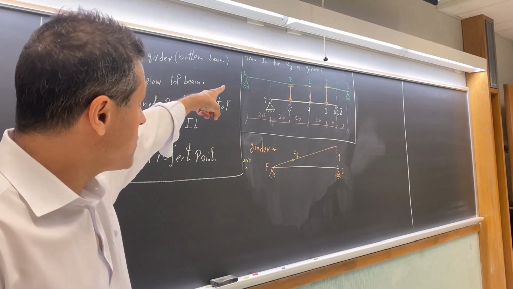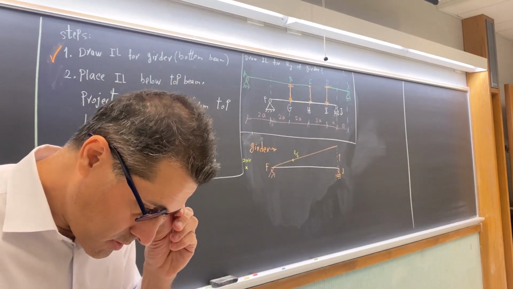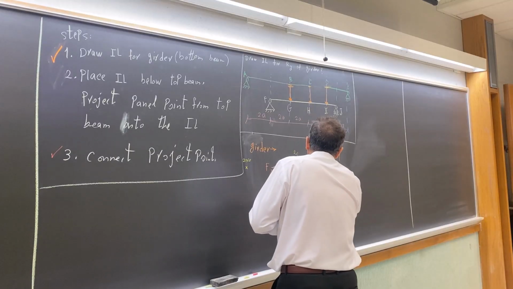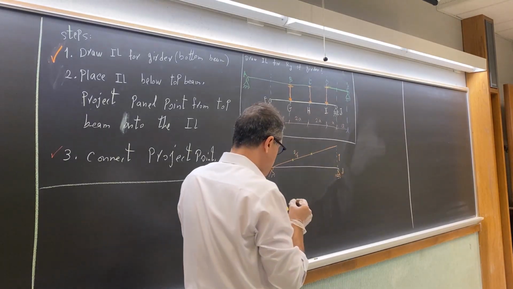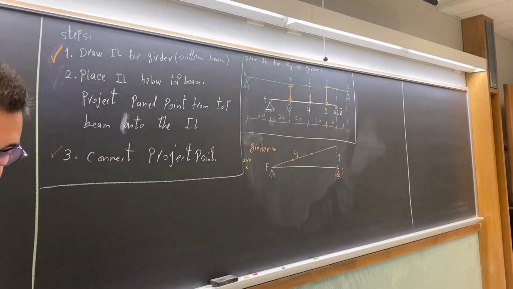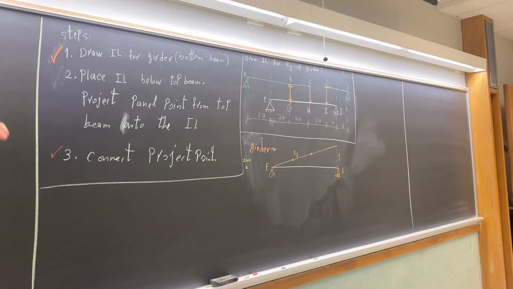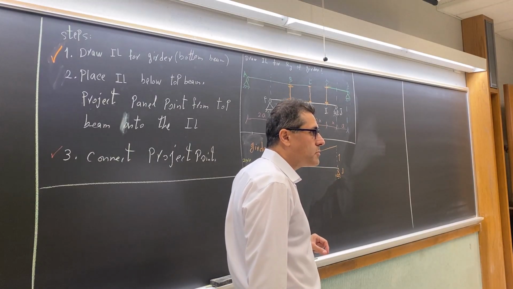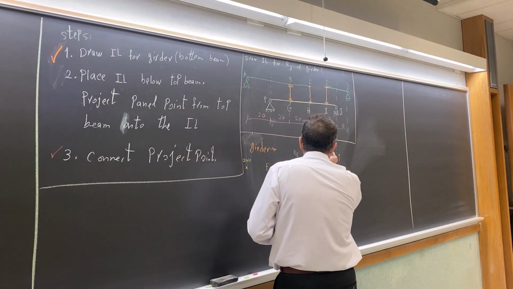Emmy, which one is the next panel point? C. Okay, project it. So you just draw a vertical line and then find the ordinate. How much is the ordinate? Emmy, how much is the ordinate for this point? Clement, you can help. 4/7. Yes.